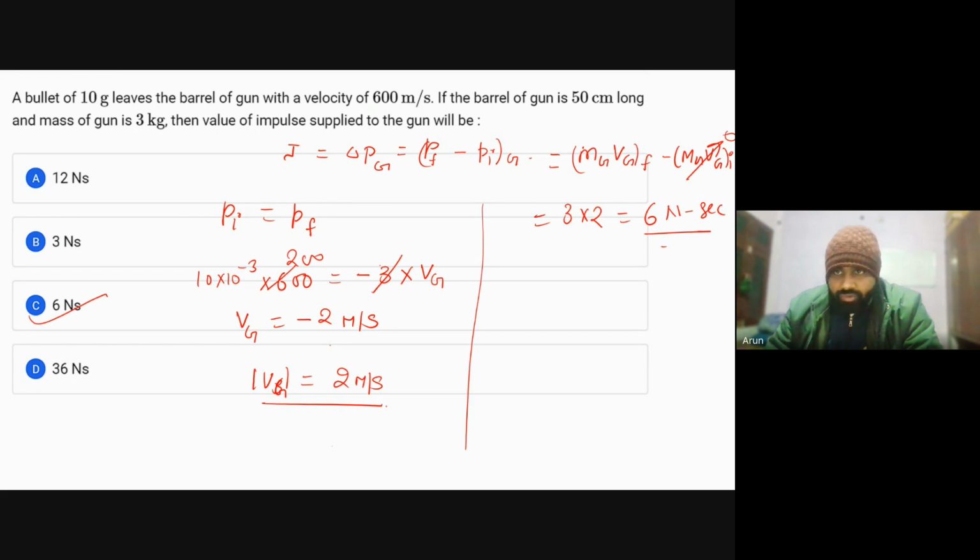Okay. So try to understand what has been asked in the question. In this question, impulse supplied to the gun has been asked. If it were the impulse supplied to the bullet, the answer would be different.